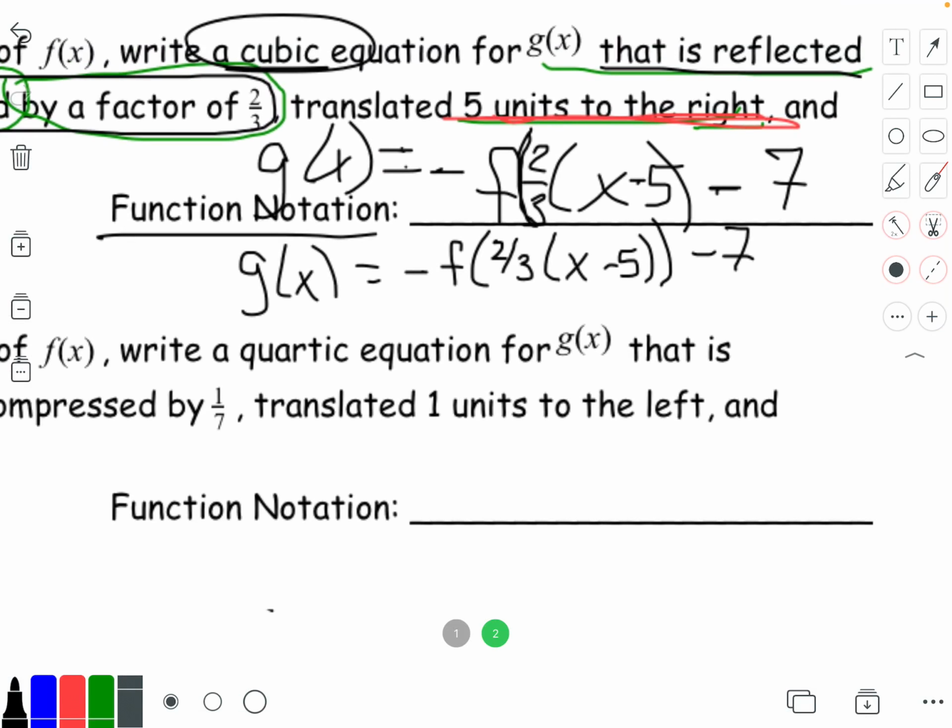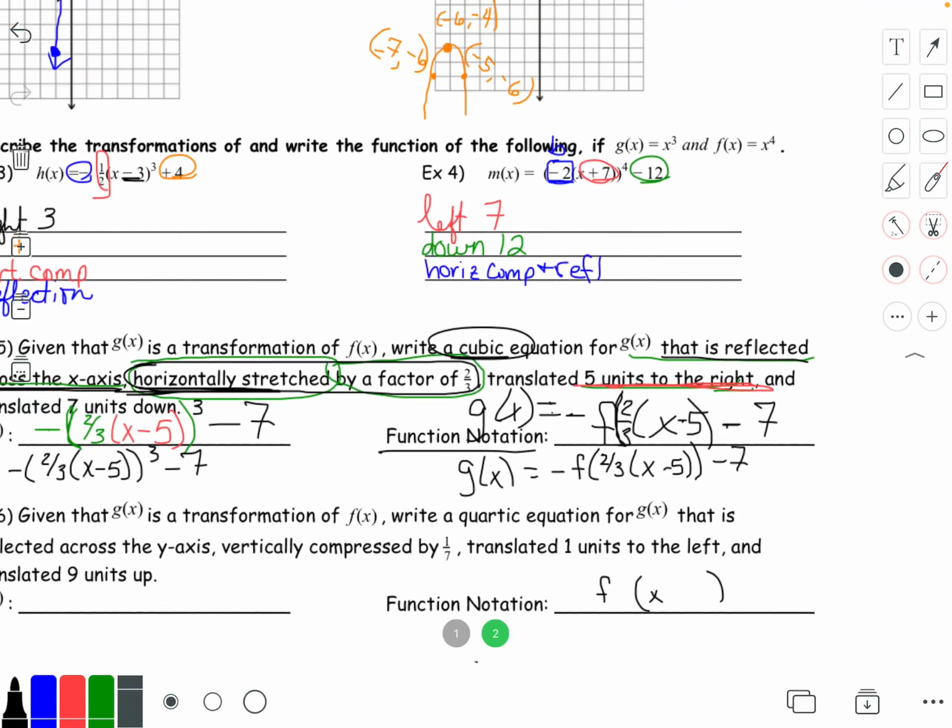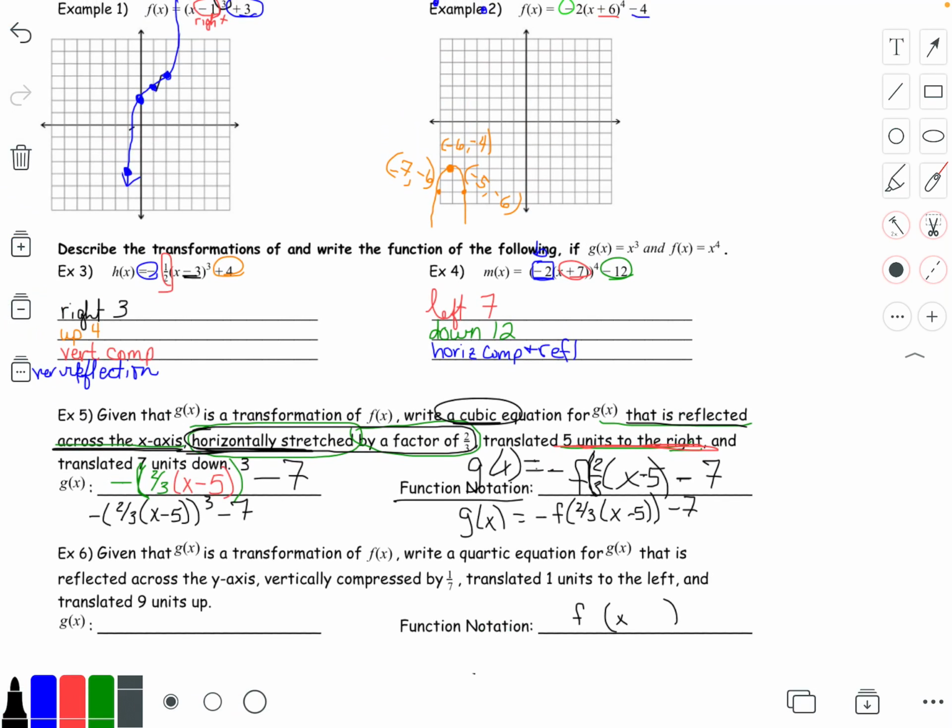All right, so let's do the next one. And I'm actually going to do the next one starting with function notation. I personally think it's a little bit easier because then all we have to do, well, I'll explain it in a minute where I think it's easier. All right, so again, we're going to start with this f of x. And I'm going to leave some space because I know that there's going to be a bunch of stuff happening. So here we go. We've got a reflection across the y-axis.